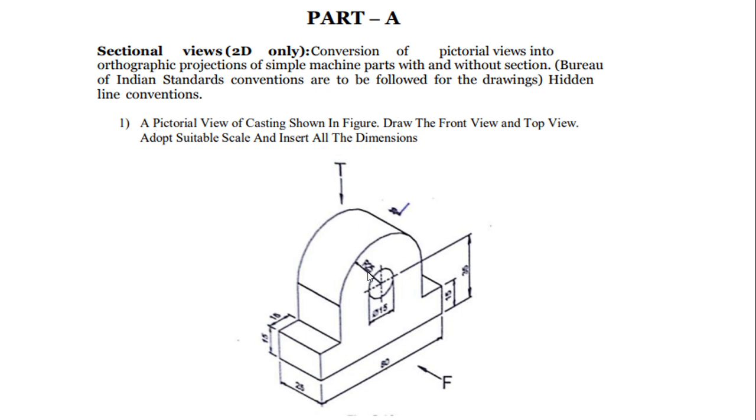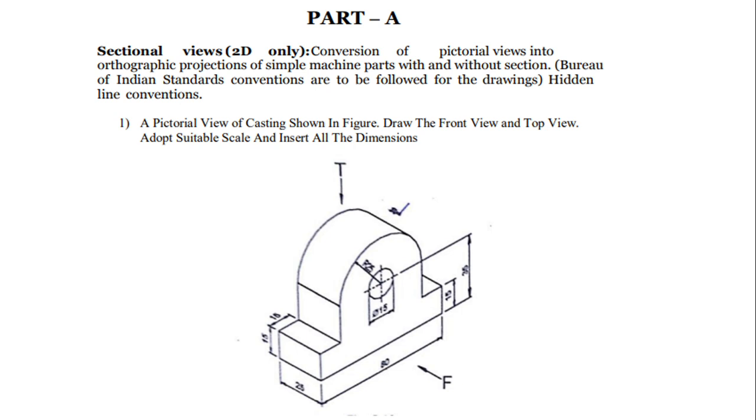So this is one of the simple models shown here. A pictorial view of a casting is shown in the figure. Draw the front view and top view, adopt a suitable scale and insert all the dimensions. So this is the pictorial view shown, and these are the dimensions, and these are the views mentioned in the figure. Based on the views shown here, accordingly you need to choose the planes in SolidWorks.